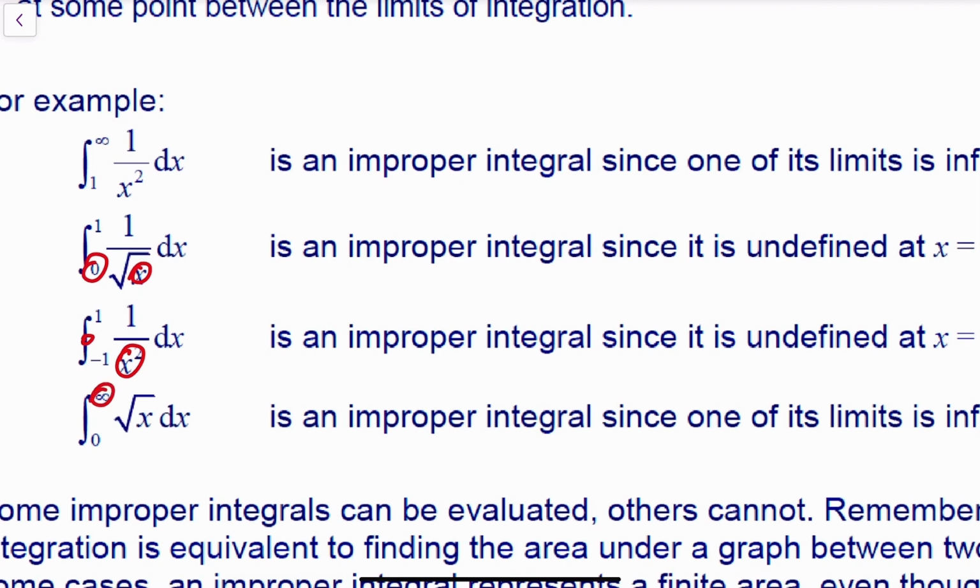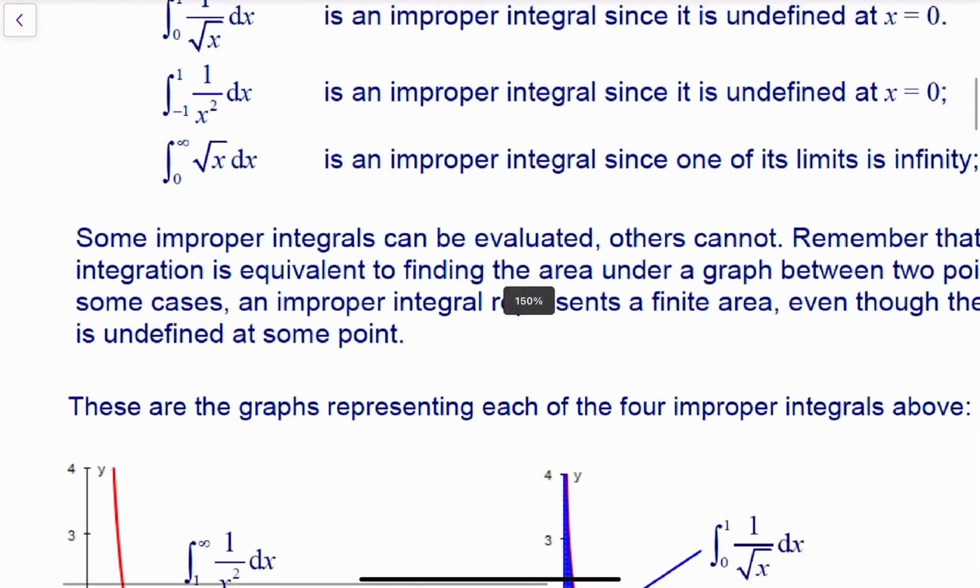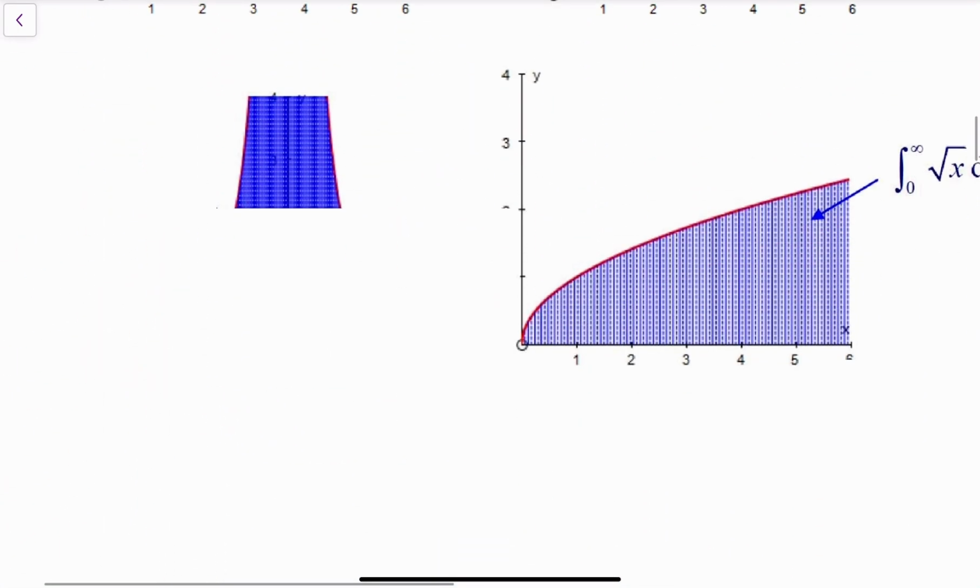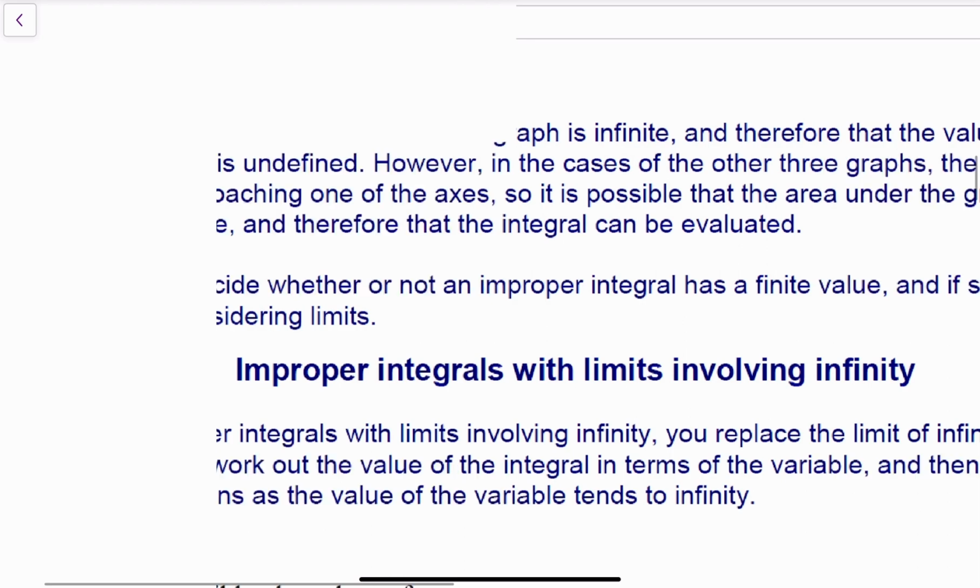So all of these are what's called improper integrals because they're problematic. They've either got a 0 on the bottom line or one of your limits is infinity. So we're going to look at a couple of these, and scoot on to the examples.